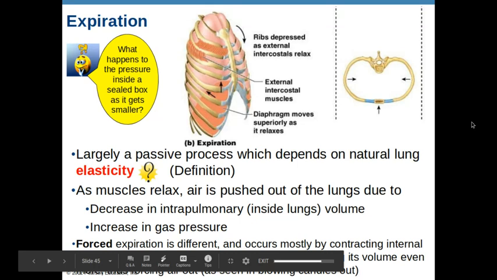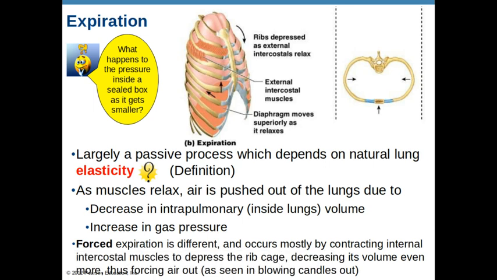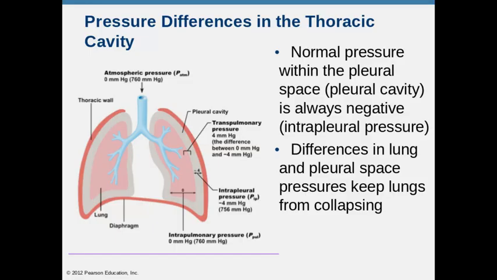Now, forced expiration is a little different. Like when you're blowing out candles at a birthday party, when you force air out of the lungs, that's accomplished by contracting the internal intercostal muscles. And so we want to make that volume in the cavity even smaller. So we use our abdominal muscles and our internal intercostals to force air out. Okay, that's forced expiration.